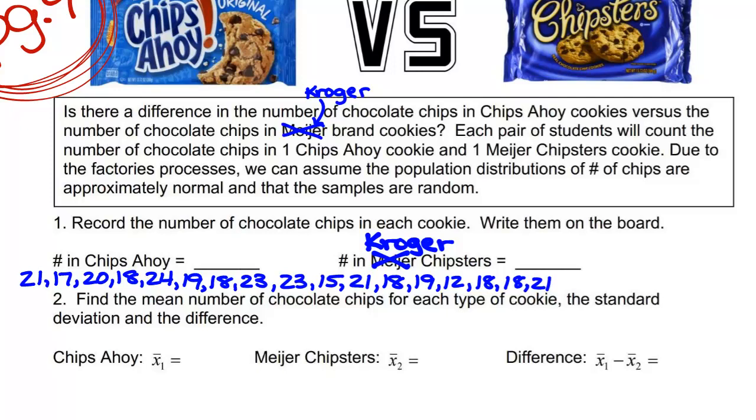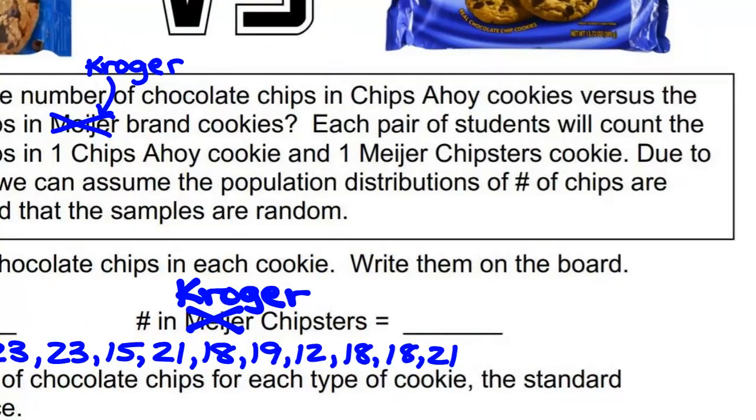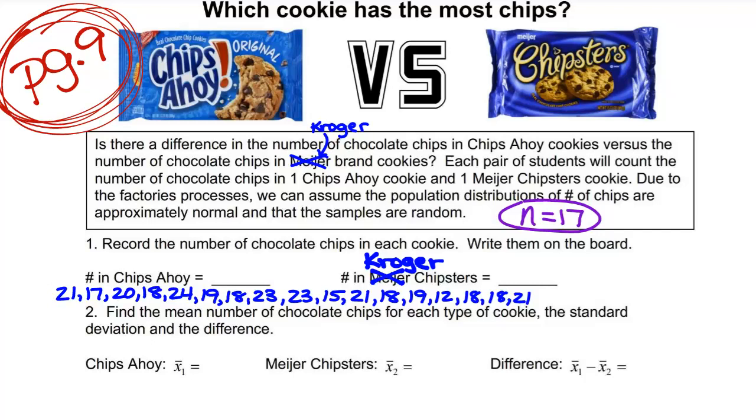So we need to find the average. We've got 1, 2, 3, 4, 5, 6, 7, 8, 9, 10, 11, 12, 13, 14, 15, 16, 17. And is 17 today? All right, so I need somebody working on the average number of chips in a Chips Ahoy.